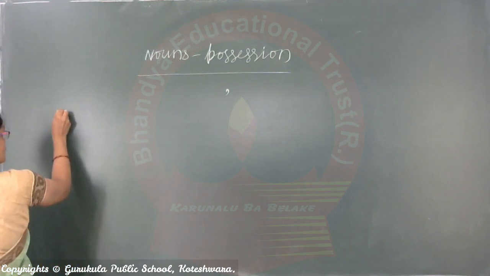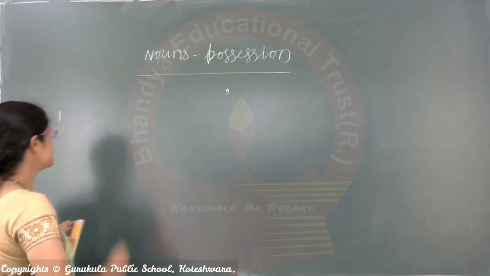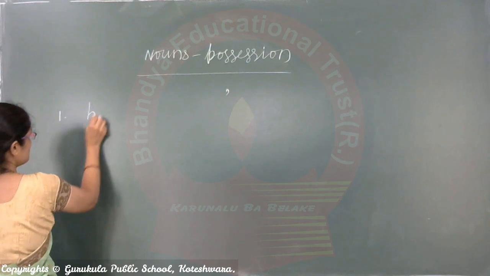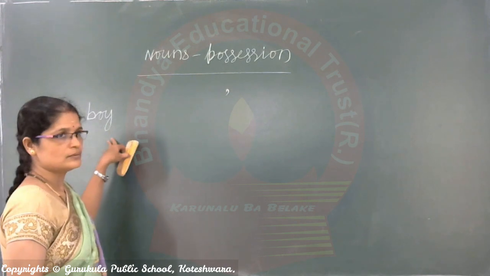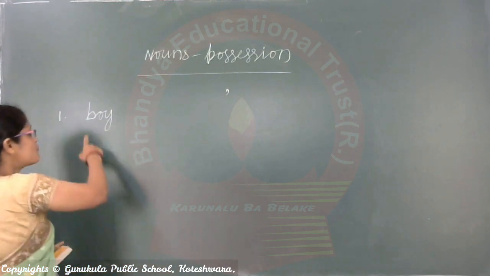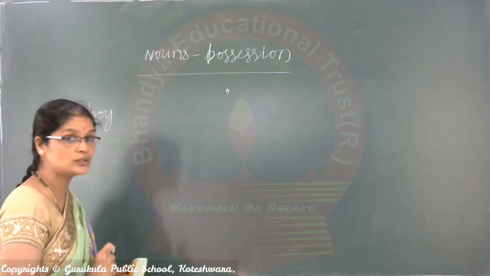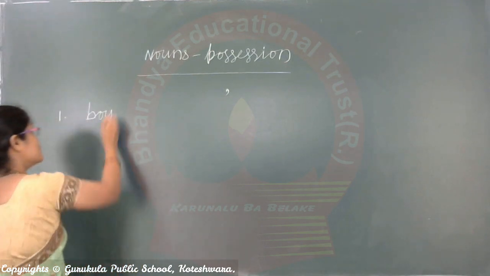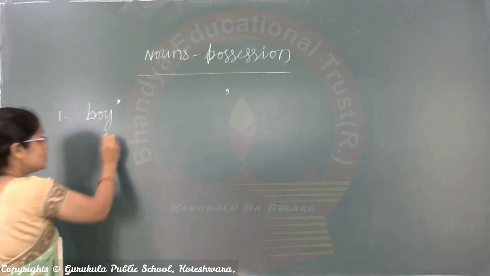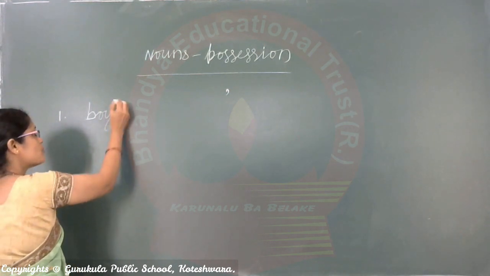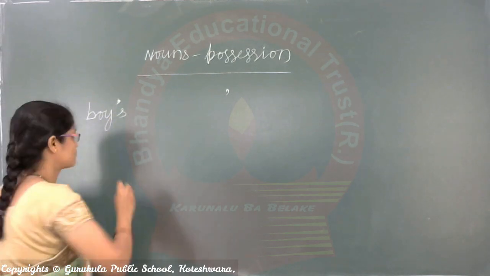Example. Who will give an example of a possessive noun? See here: B-O-Y, boy. It's singular. After this noun, we should put an apostrophe, properly, not down, not up. After the apostrophe you should put s. Boy's. Boy's book.